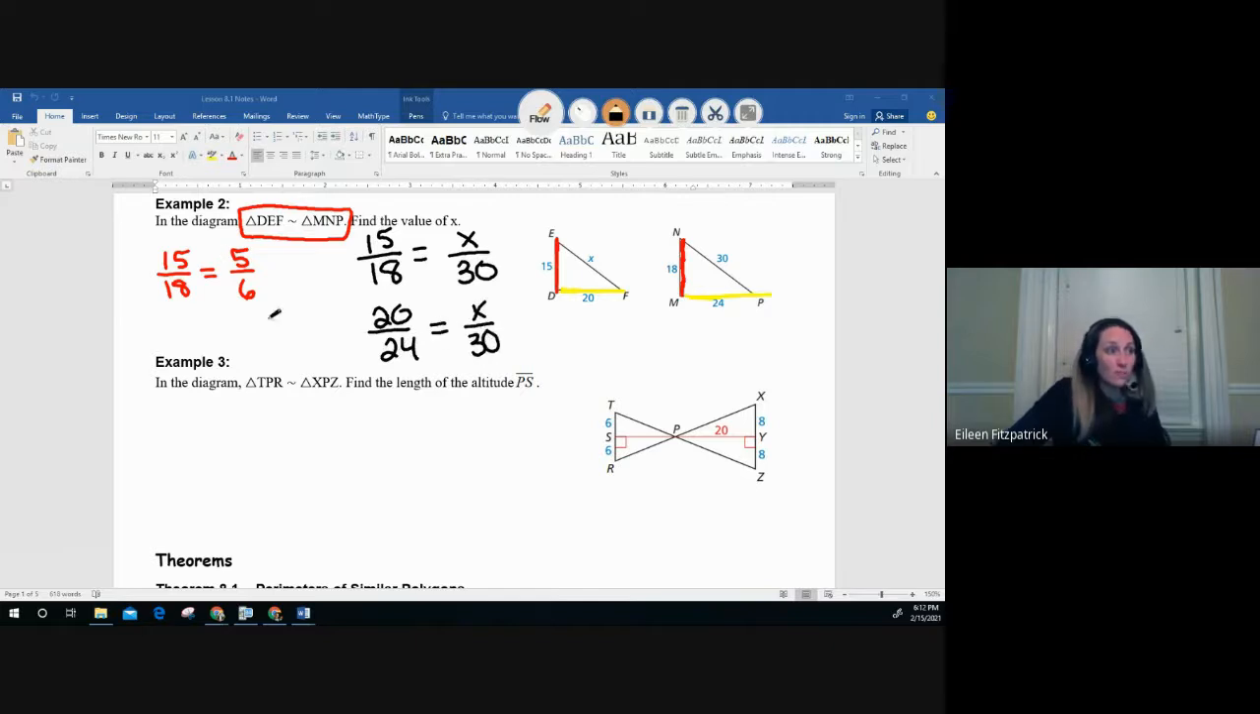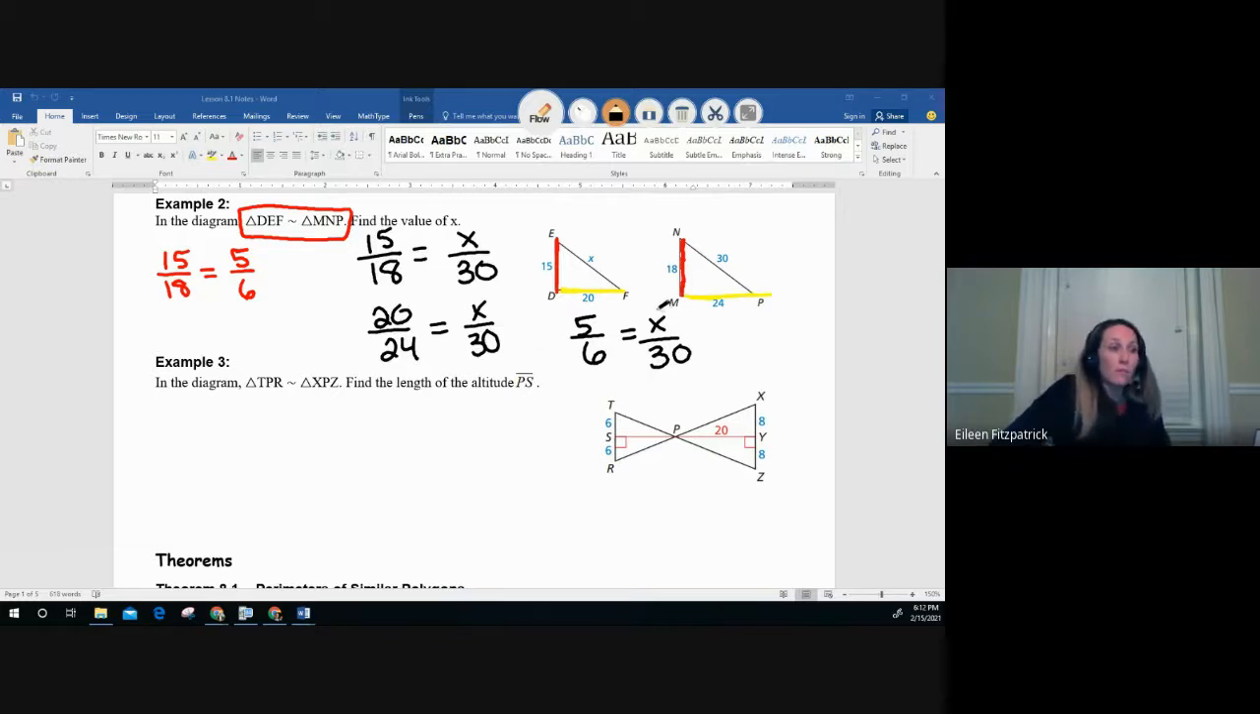Or I could use the simplified, right? I could simplify each of those down to 5 over 6 is equal to x over 30. There are other proportions that you could set up that are equivalent to the ones that I have set up, but any one of these three will work.